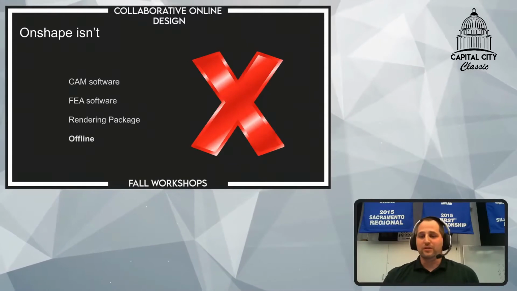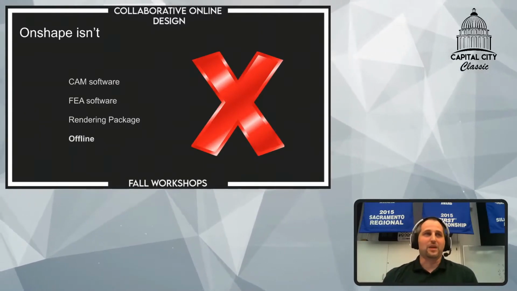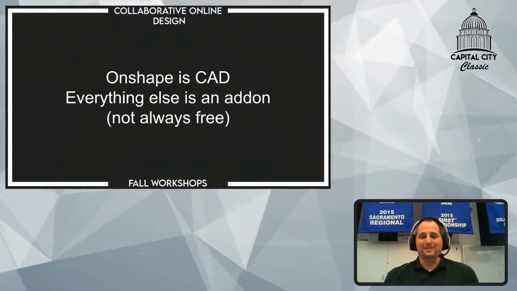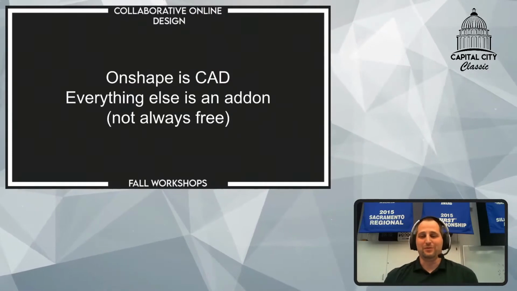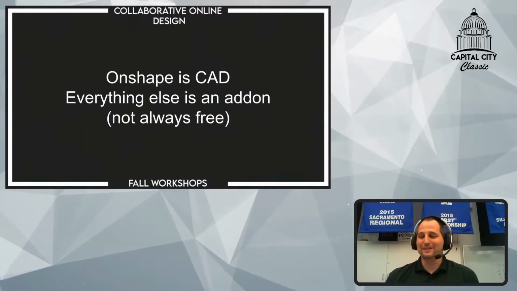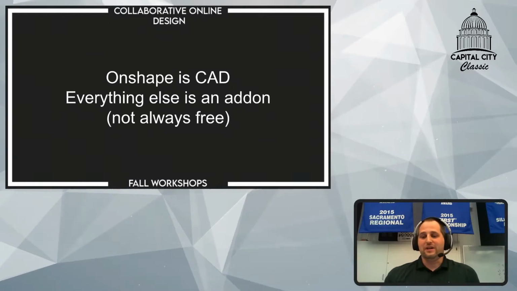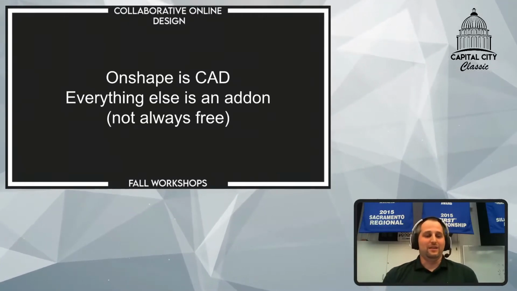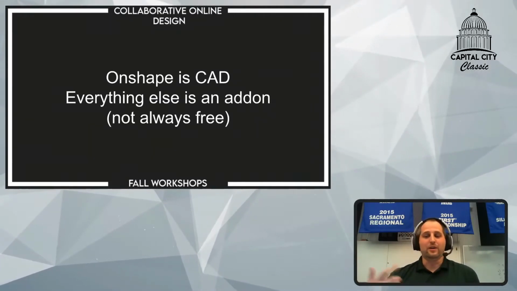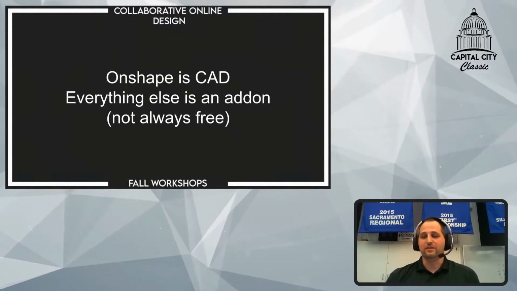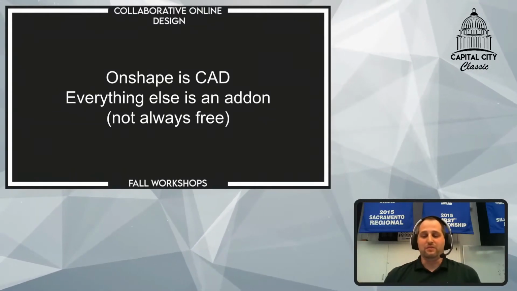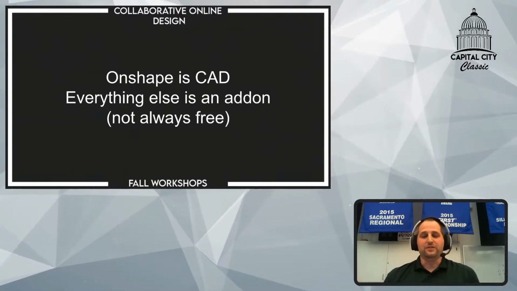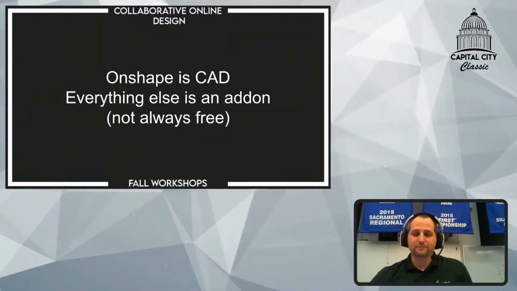There is a store where you can get some add-ons that do have those capabilities, but those add-ons aren't always free. So our workaround for that is that we take our files and we do our design work in Onshape, and then anything that we need to do beyond that, our CAM, our stress analysis, or our rendering, we just drop it down into Fusion through a step file, and we're able to run those analyses that way.